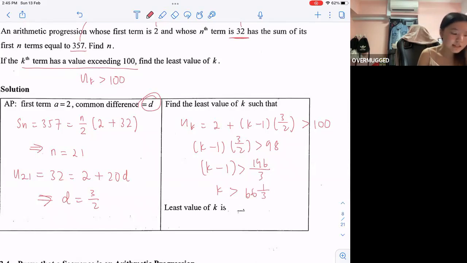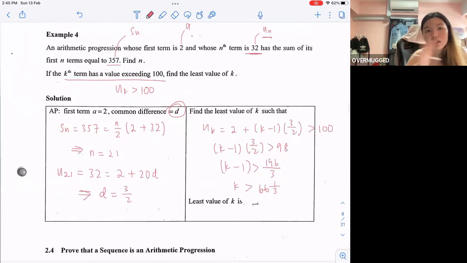In other words, the least value of k, because again, it cannot be a decimal, has to be more than 66 1/3, so it has to be 67.